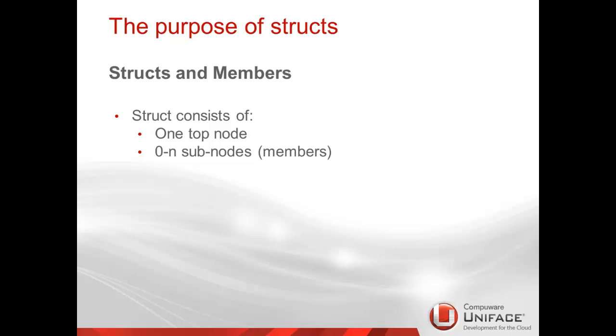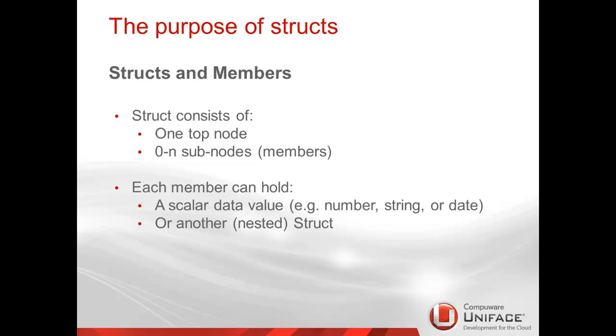A struct is a data structure consisting of one top node and zero or more subnodes called members. Each member can hold a scalar data value, such as a number, string, or date, or it can hold another struct, in which case it's a nested struct.